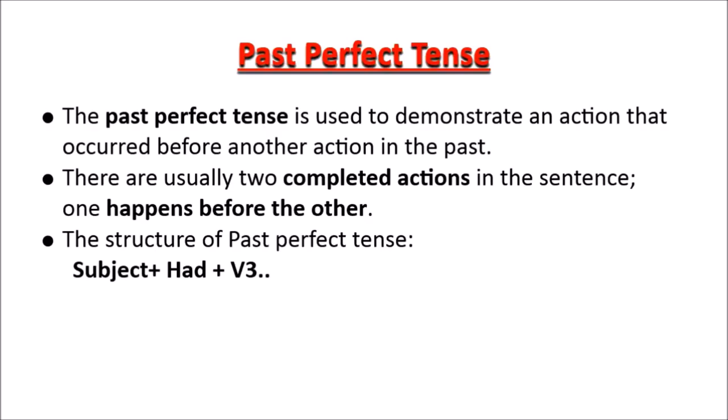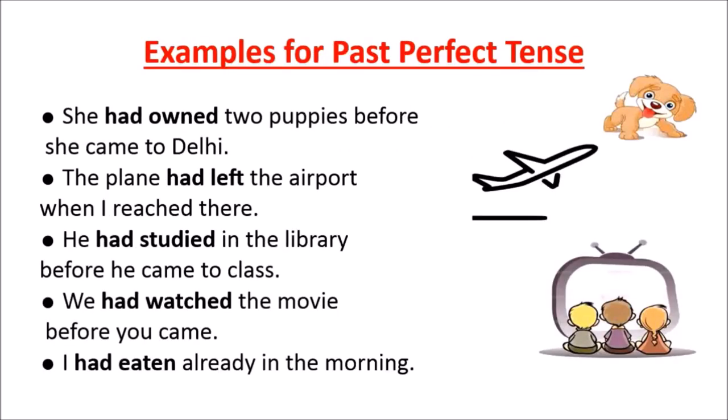So look at the next sentence. There are usually two completed actions in the sentence. One happens before the other. Okay. So in past perfect tense there will be two completed actions, but the thing is one happens before the other. Understand? So I have given the structure for past perfect tense. Look at the structure. Subject plus had plus verb 3. So verb 3 form. Understand? So this is the structure for past perfect tense. Now let's move on to the examples for past perfect tense. So students, I have given a list of examples there. Take a look at it.